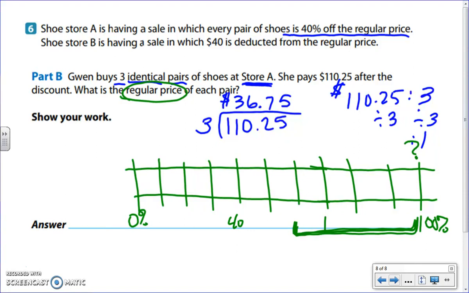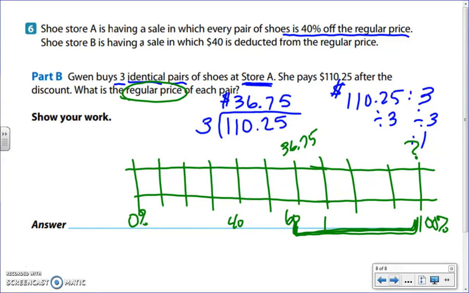The $36.75 is actually what she's paying for 60% of the shoes. $36.75 is 60% of the price. That's 40% off of 100%, represents 60%. And again, that's kind of what I was trying to explain in the last problem. She's not paying 40%, so she is paying 60%.